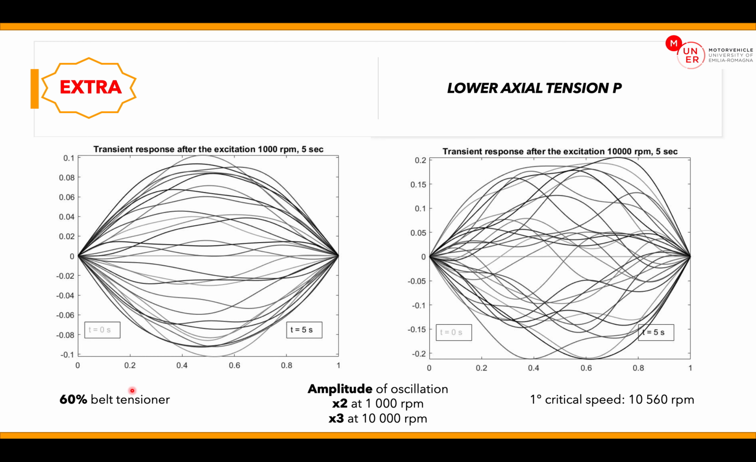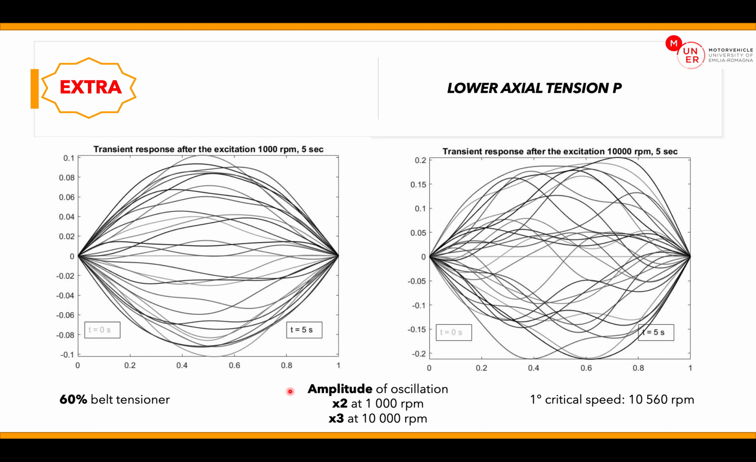In fact, with the 60% of the belt tensioner, the amplitude of oscillation is twice higher at 1000 RPM and 3 times higher at 10,000 RPM. In addition, we saw that the critical speeds decrease, and this may become a problem for example for small engines, like motorcycle engines, because they reach high RPM, which may overcome this limit.